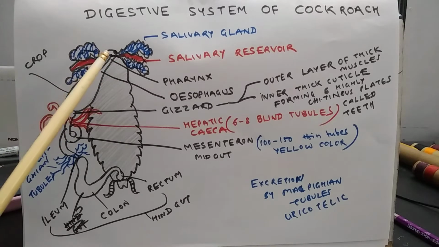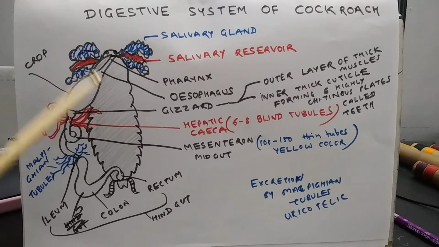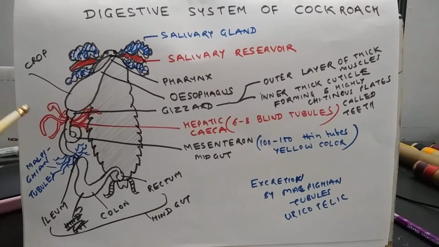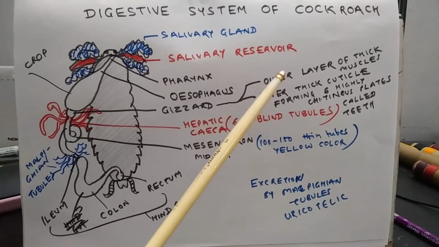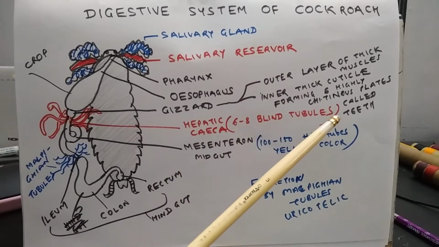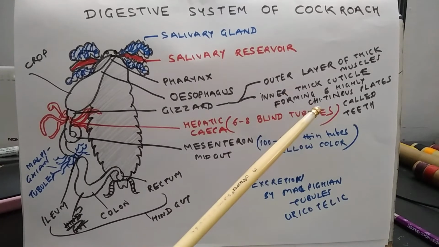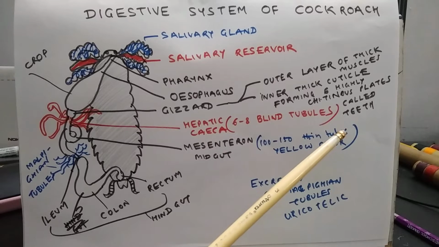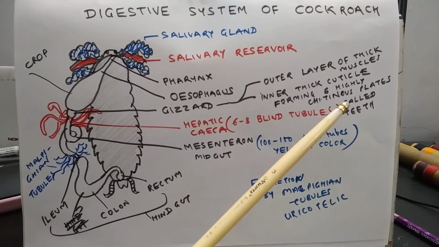The alimentary canal begins with pharynx, then it is followed by esophagus, and after that comes a bag like structure which is called crop. The food is stored in crop. Then crop is followed by a gizzard. A gizzard has an outer layer made of thick muscles, and an inner layer made of thick cuticle. This cuticle forms 6 highly chitinous plates which are called teeth, and with the help of these muscles and teeth, gizzard grinds the food into smaller particles so that it becomes easier for digestive enzymes to work on the food.